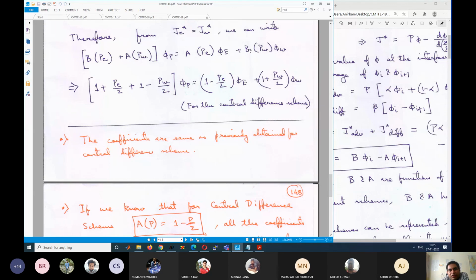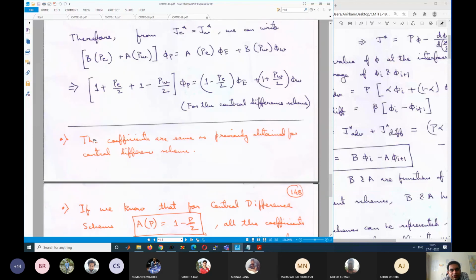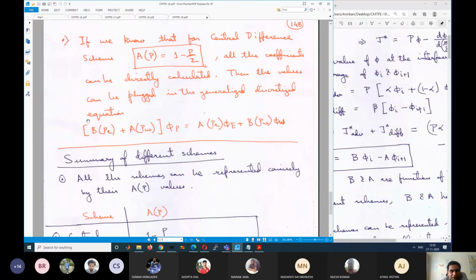Similarly, you can find the coefficient of phi W, because we know that it should be B of PW, and B is A plus P. So B will be 1 minus P by 2 plus P, so 1 plus P by 2. For PW it should be 1 plus PW by 2, and automatically we see that it is. Then using the relation from here itself, you can directly find the coefficient of phi P. So if we just know this term, that is sufficient for us to denote the entire central difference scheme. We can just replace the appropriate values and find this difference scheme.